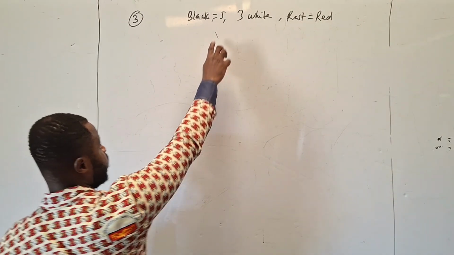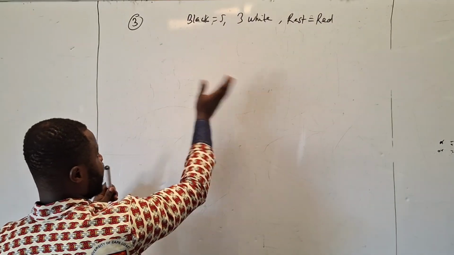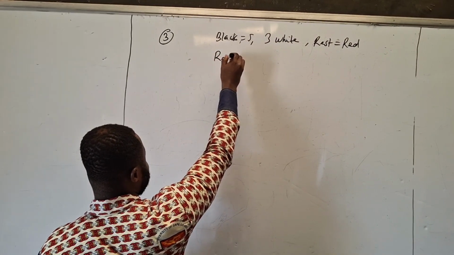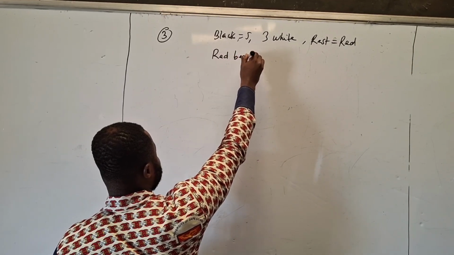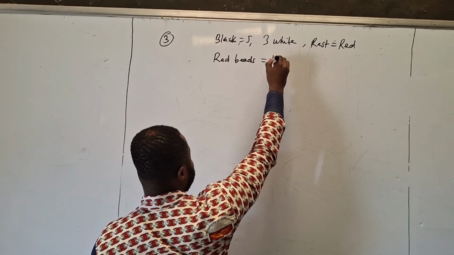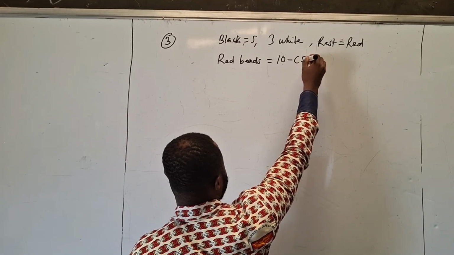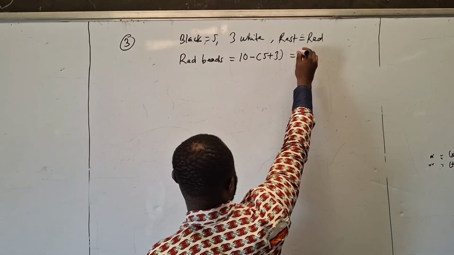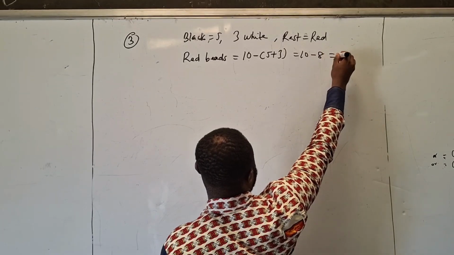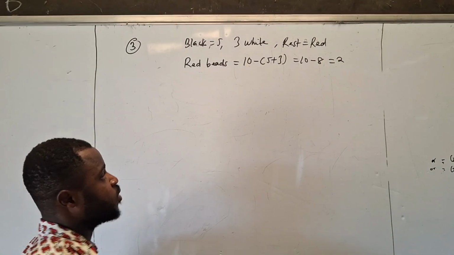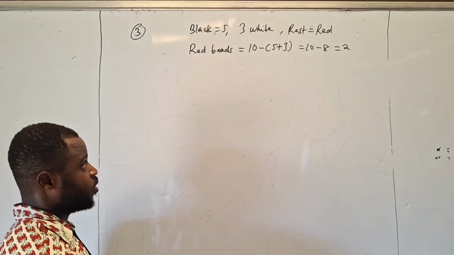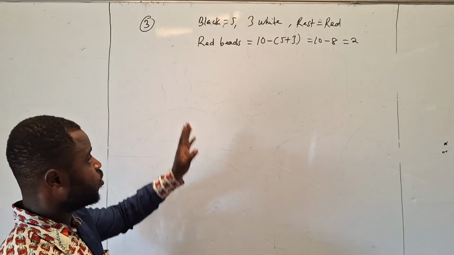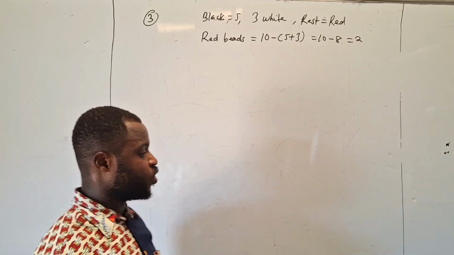Yes. Now, before we add the sample space, they say the rest are red. So we have to know the red beads. So the red beads will be 10 minus 5 plus 3, which is 10 minus 8, which gives us 2. So the red beads are 2. Here they've given us the total beads, which is 10.